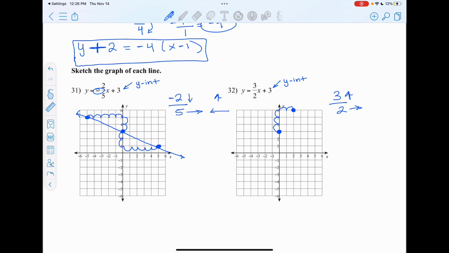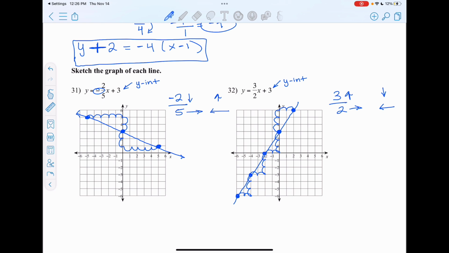If you run out of room, you can go backwards. And in order to go backwards, you flip both directions. So instead of going up and to the right, we can go down and to the left. So down 3 and to the left 2. The more points you add, the straighter your line is going to be.